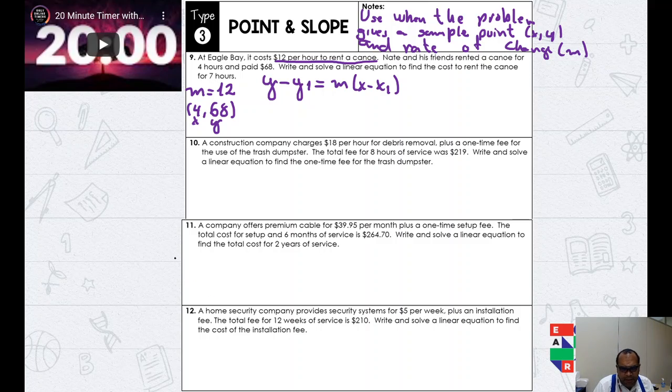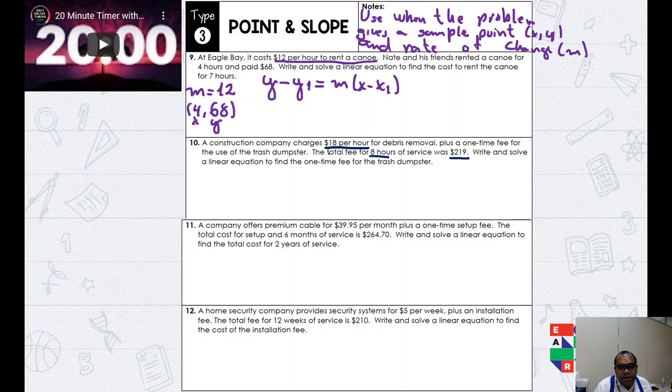Here's number 10. Let's go over number 10. A construction company charges 18 per hour. Look, my rate of change, 18 per hour for debris removal, plus a one-time fee for the use of the trash dumpster. The total fee for 8 hours of service was 219. Look here, my point, x and my y. Write and solve a linear equation that finds the one-time fee for the trash dumpster.